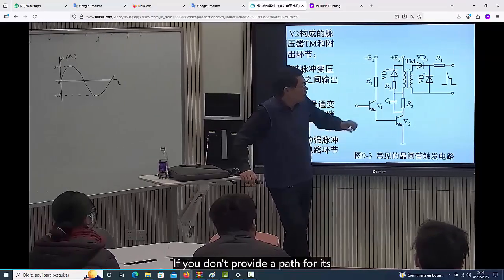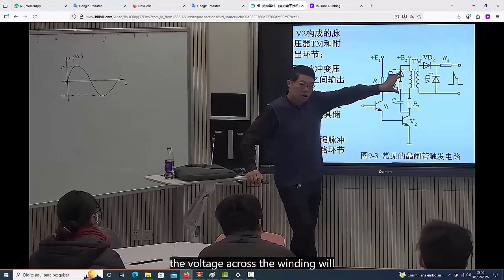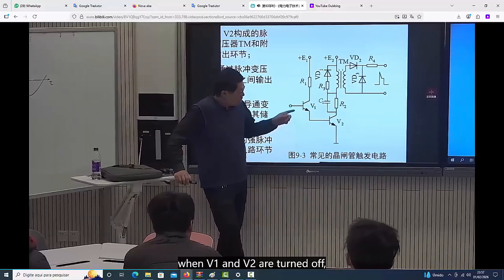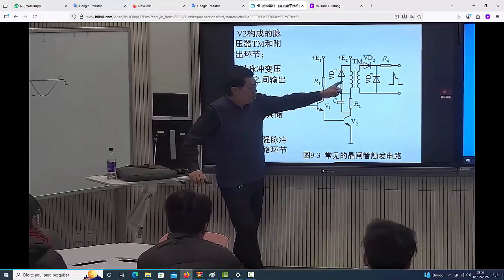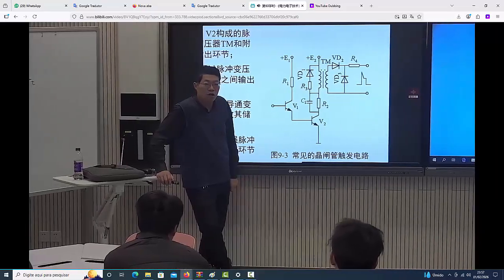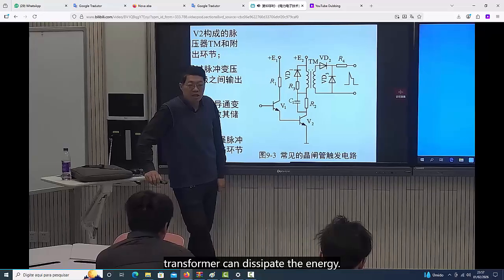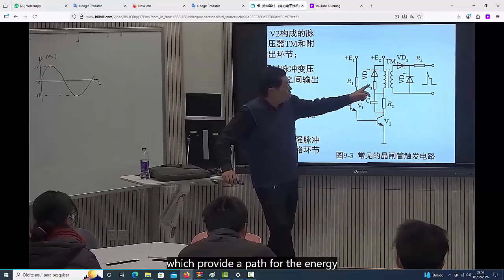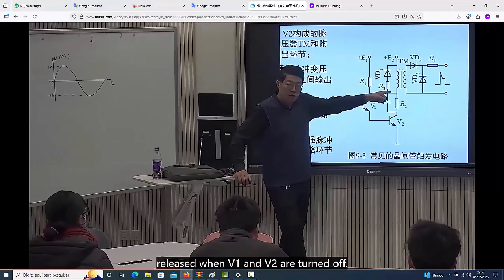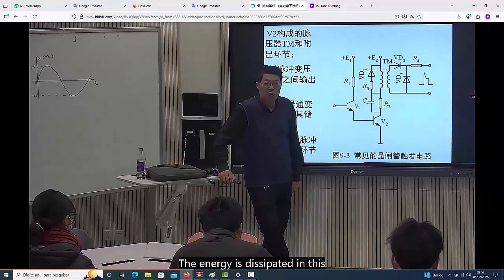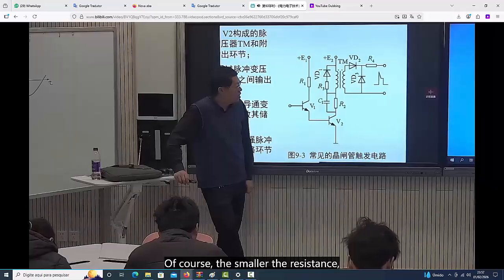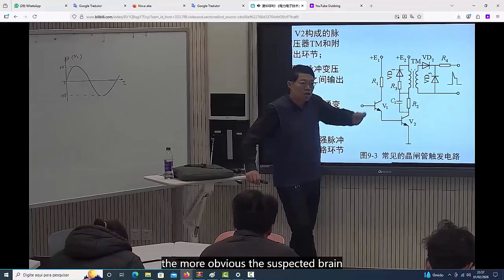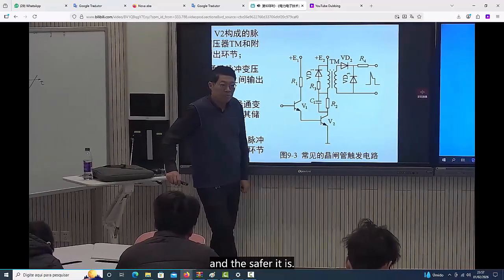If you don't provide a path for its release, the voltage across the winding will become very high, eventually causing it to break down. Therefore, when V1 and V2 are turned off, you need to provide a path for the energy stored in the primary winding to be released, so that the magnetic field of the transformer can dissipate the energy. That's why we have this diode and this resistor, which provide a path for the energy stored in the primary winding to be released when V1 and V2 are turned off. The energy is dissipated in this resistor. Of course, the smaller the resistance, the better. The more pronounced the consumption effect, the more obvious the voltage suppression, and the safer it is.